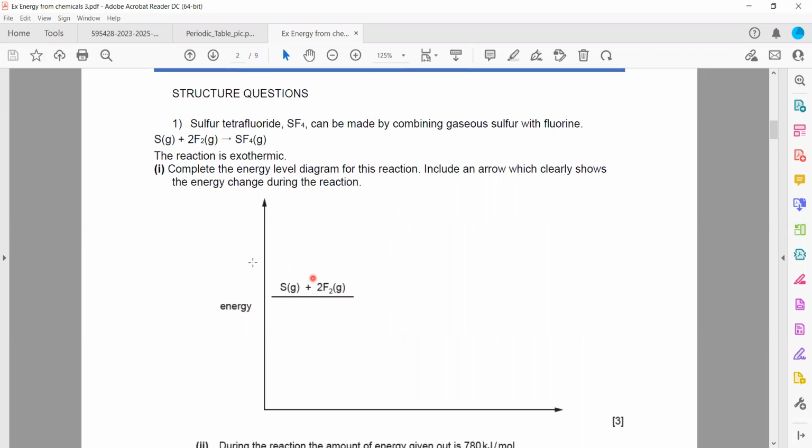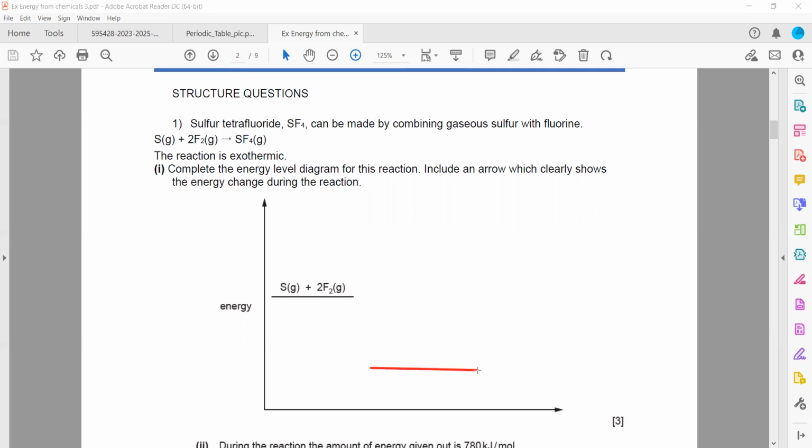reaction. So first we have the reactant. The reactants are sulfur and fluorine, and it is forming SF4. Which one will have high energy, reactant or product? The reaction is exothermic. So which one will have high energy, reactant or product? Reactant. Because in exothermic reactions, reactants have high energy and the product has low energy.